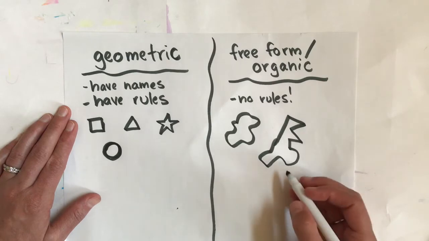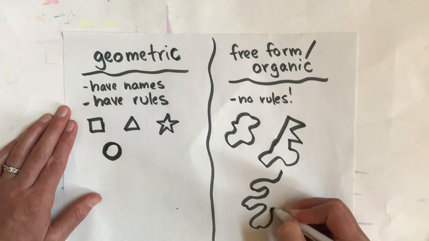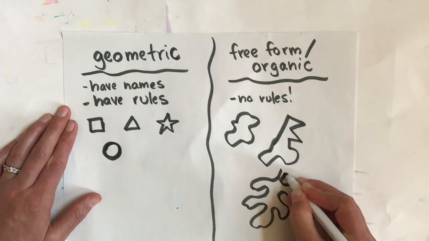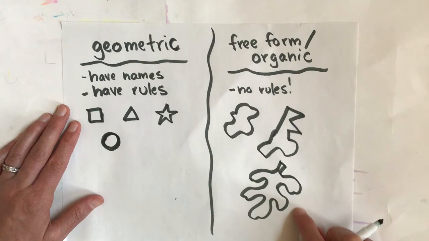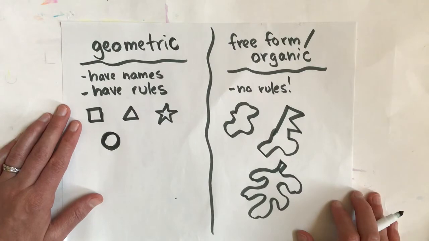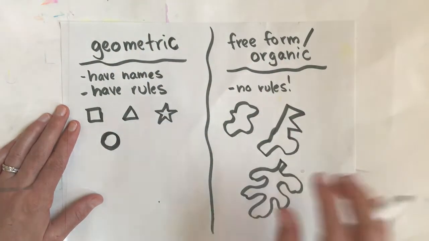Even a leaf shape, you probably get a couple different ideas in your head, but every leaf in nature would be unique and different. It has no particular rules about how it has to be. So when we start our giraffe drawing today, we're going to be using geometric shapes and freeform and organic shapes.